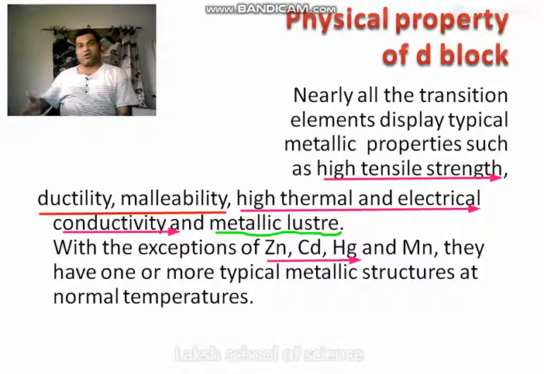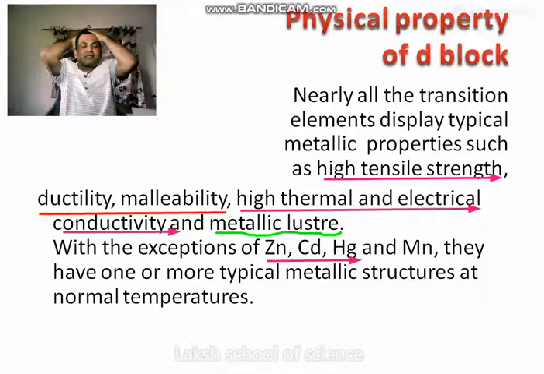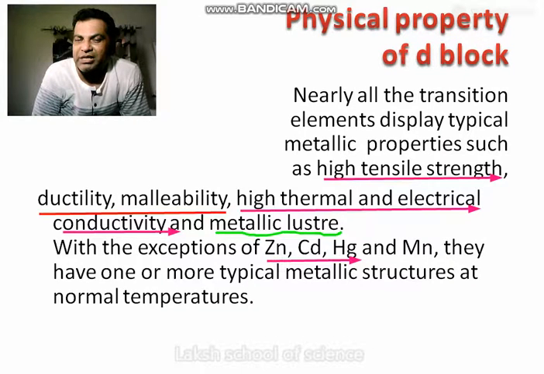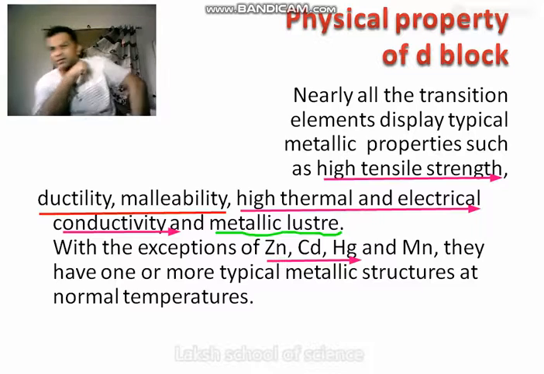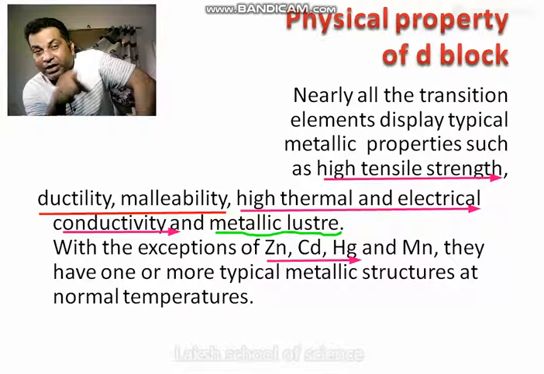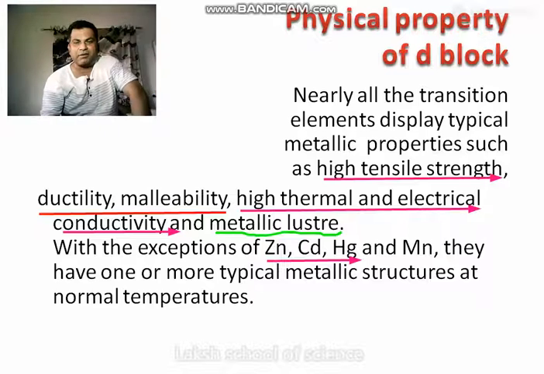In this case, the same thing: instead of the second period, which row comes? The 12th group row, whose elements are zinc, cadmium, mercury, and one more, that is manganese. Okay, one or more typical metallic structure. So all these metals have the typical properties, except zinc, cadmium, mercury and manganese. Okay, so that is our talking point. I hope that you understand this point.